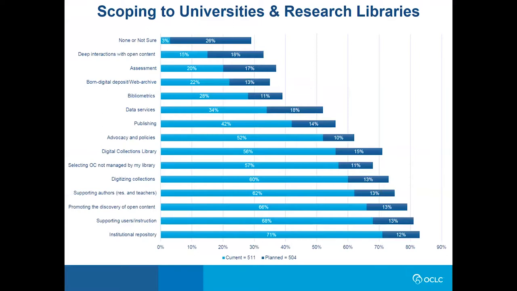And then promoting the discovery of open content. There is a difference. In the Americas, in the United States in particular, promoting the discovery of open content would be top one. And in Europe and Asia Pacific, it would be the institutional repository that would be top one. So there are some regional differences here.